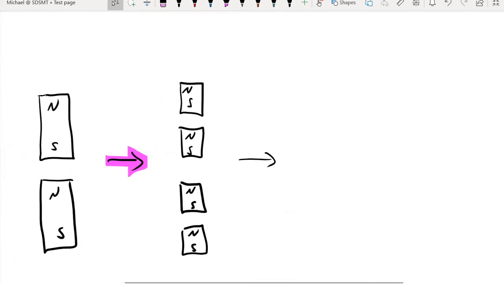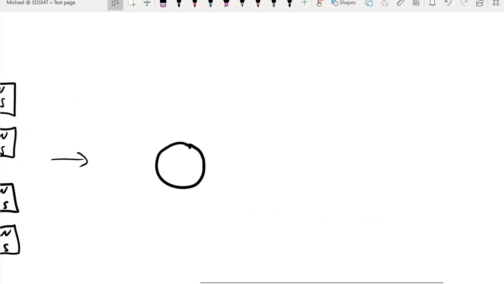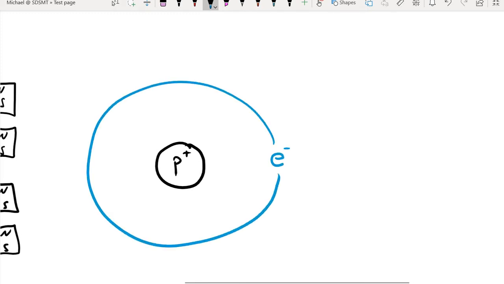The question is, how far can you go in dividing up these magnets? What's the smallest piece that you can have that would still be considered a dipole? In that case, the smallest that you could get would be an atom. So let's consider the simplest of atoms, which would be a hydrogen atom. Our hydrogen atom will have a nucleus made up of one proton, and then we'll have one electron, which is orbiting around that proton.